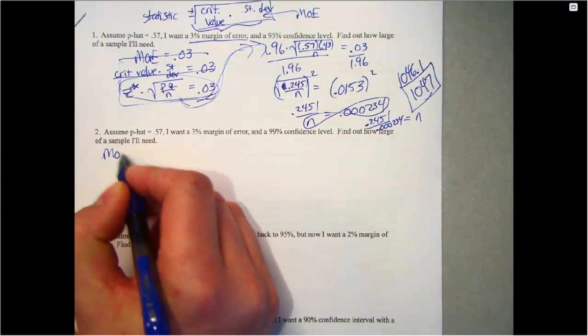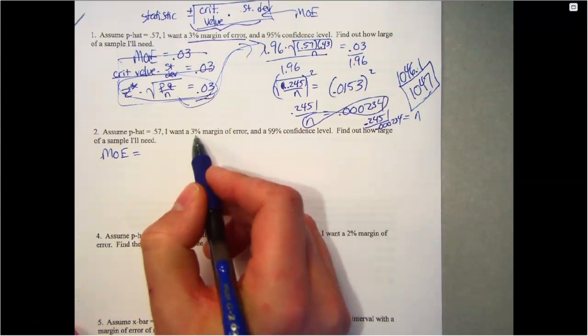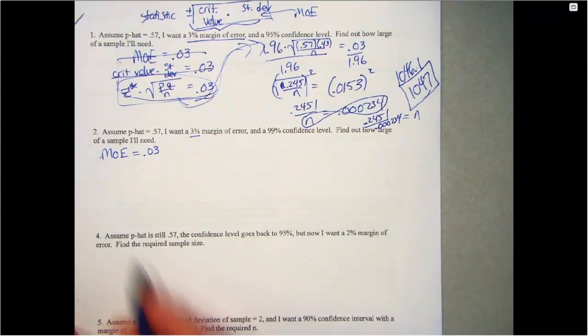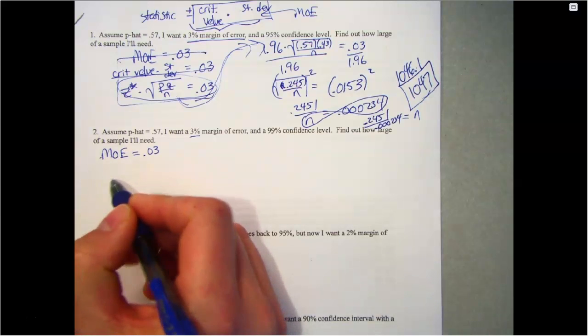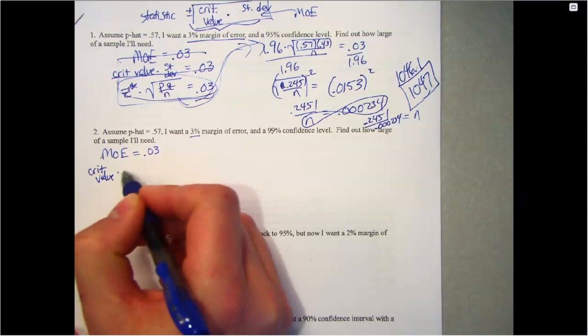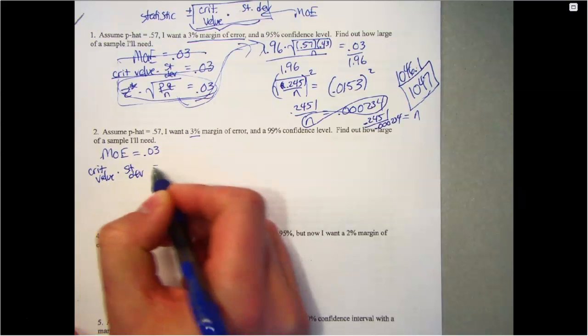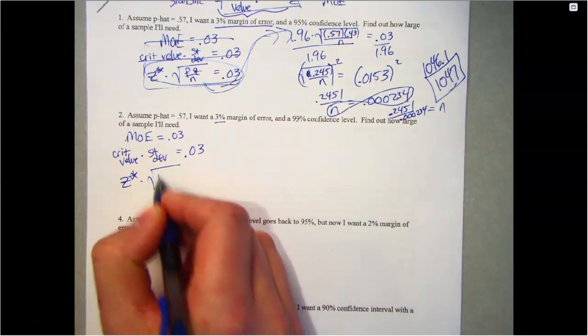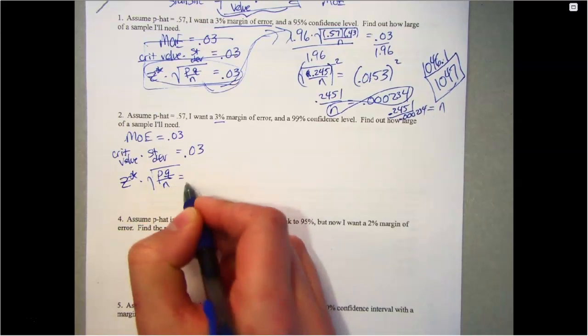But for the sake of explaining it, again, I want a margin of error of 0.03. The margin of error is the critical value times the standard deviation. My critical value is Z star. My standard deviation is the square root of PQ over N.